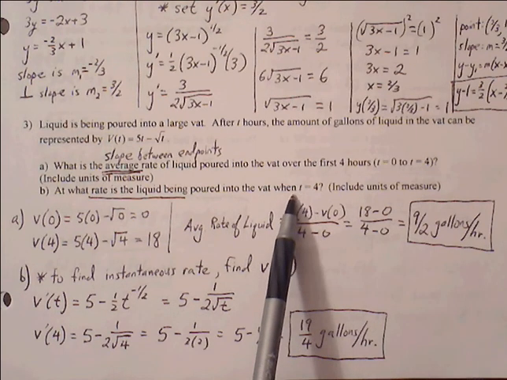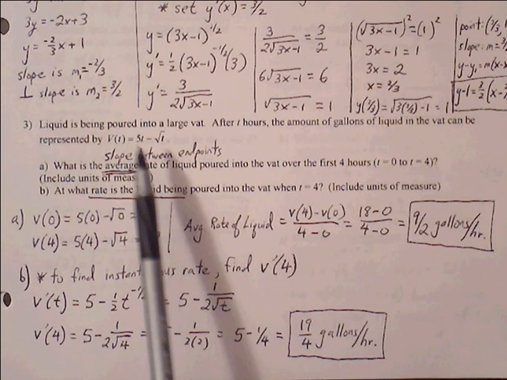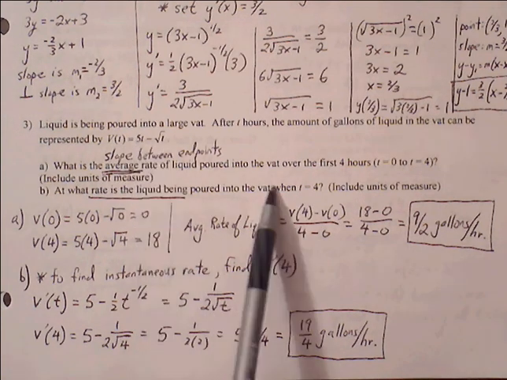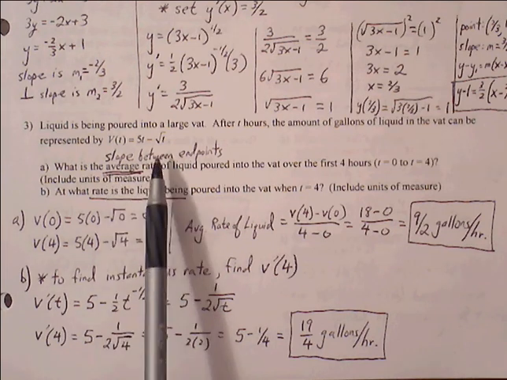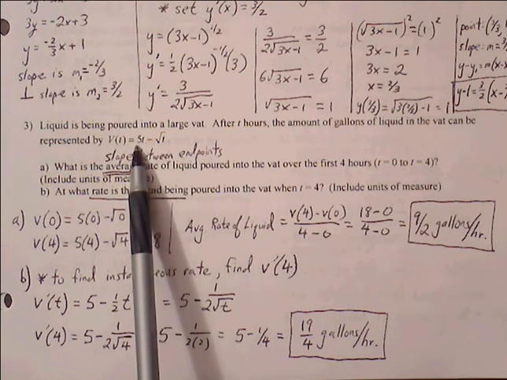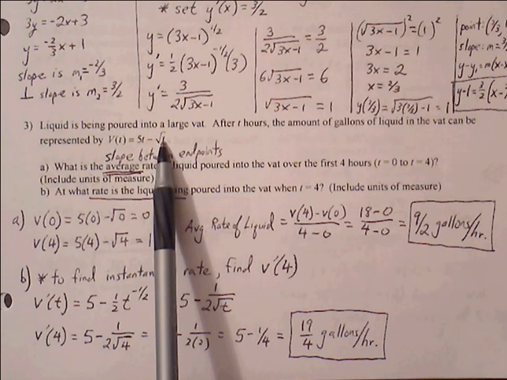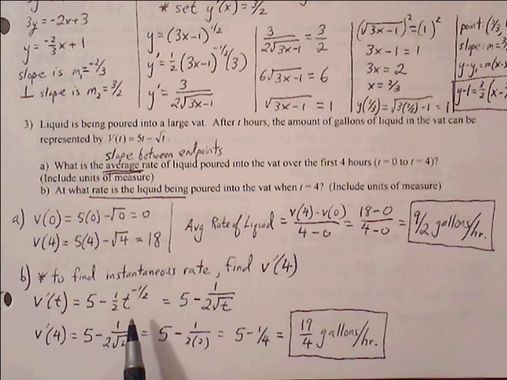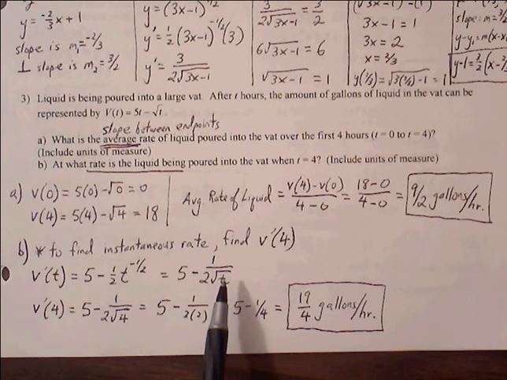Okay, so instantaneous rate of change is where we do have to involve the derivative and evaluating the derivative at a point. Okay, so what that means is we need to find V prime and then plug 4 into V prime. Okay, so V prime, we go through power rule, so 5t becomes 5. This is really t to the 1/2. So t to the 1/2, we go through power rule, we get 1/2 t to the negative 1/2, which is 5 minus 1 over 2 root t.